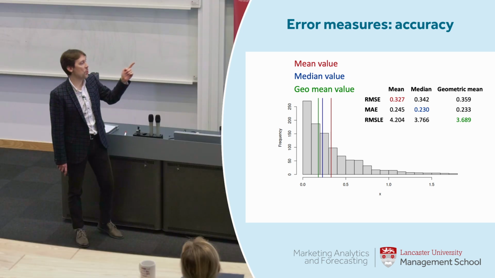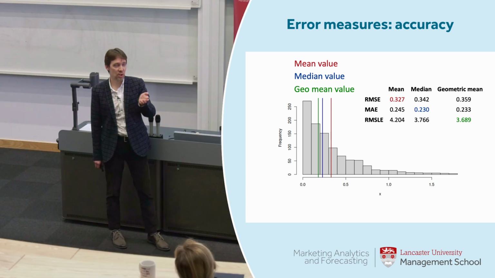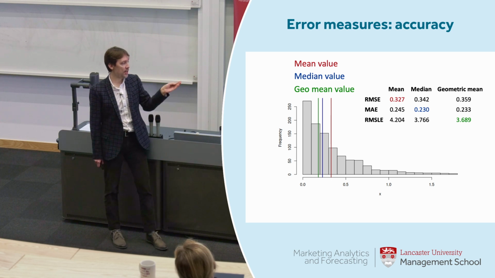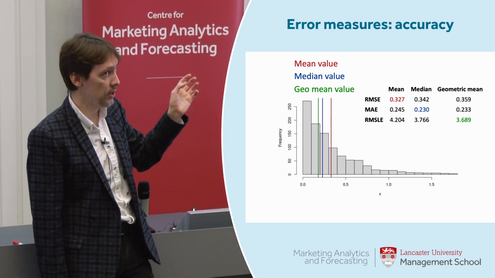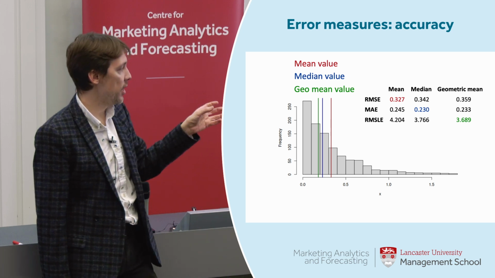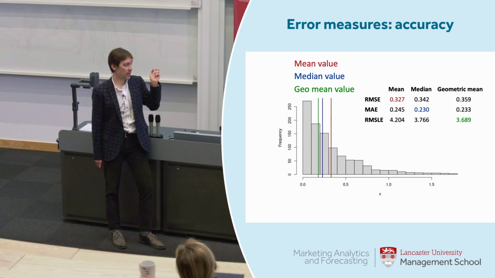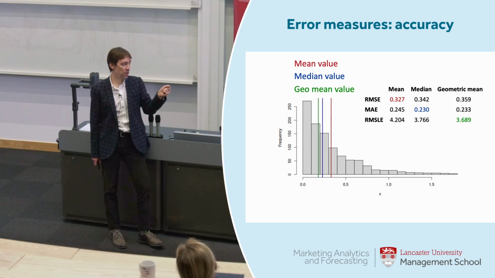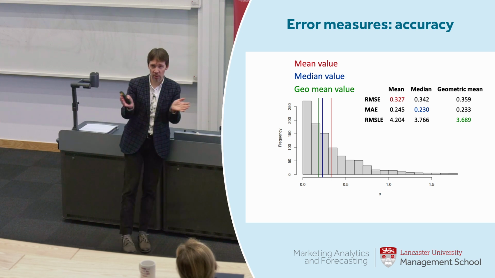And from this table, we can see exactly the thing that I've just mentioned. The RMSE is minimal when we use the mean, right? It is the red color in this small table that I have. Mean absolute error is minimized when we use the median. It's 0.23. And finally, the last measure, root mean squared logarithmic error, is minimized when you use the geometric mean. This is just an example of what happens when you use these.